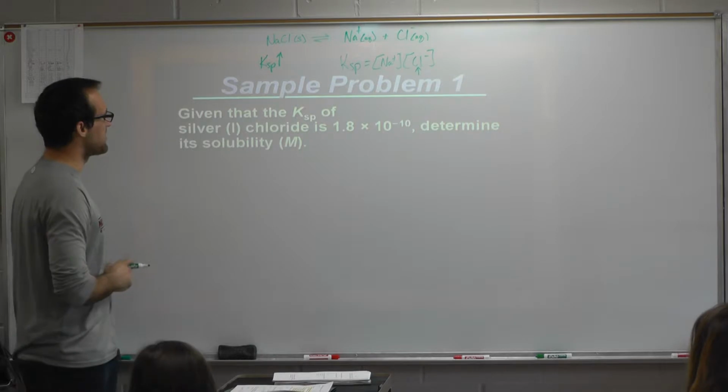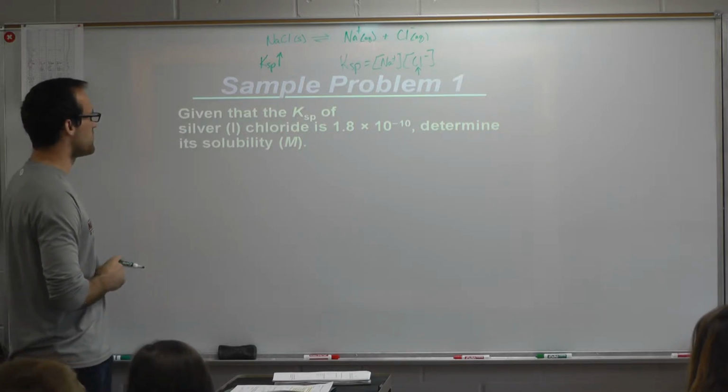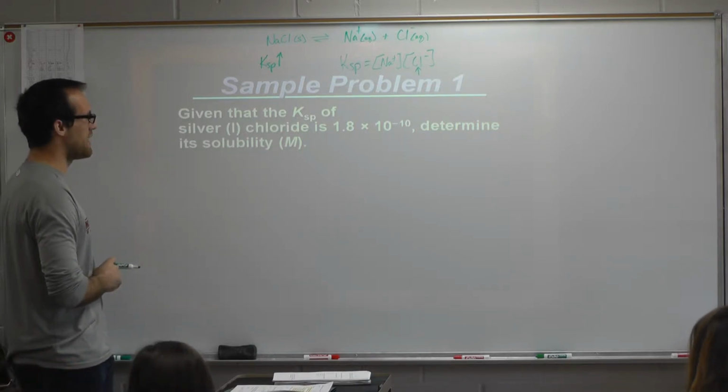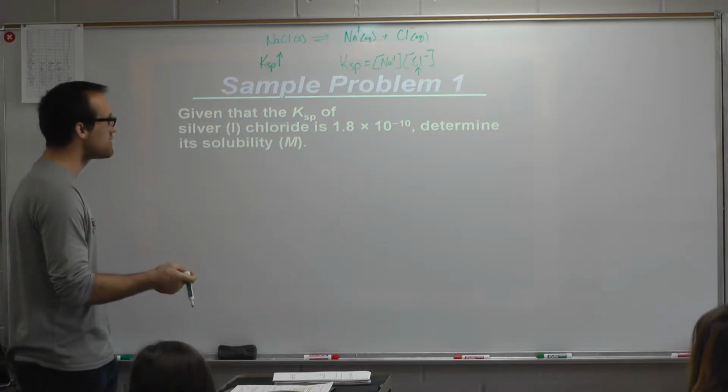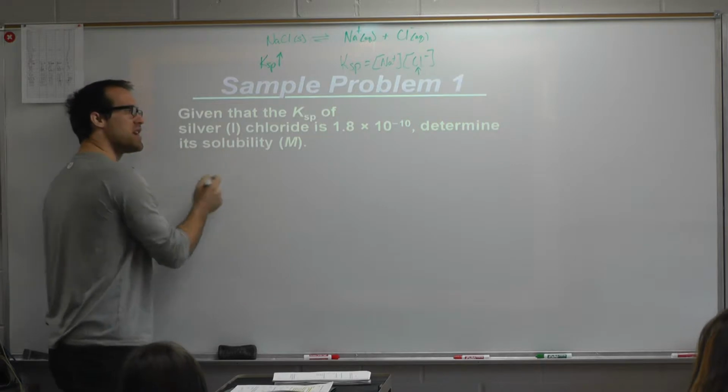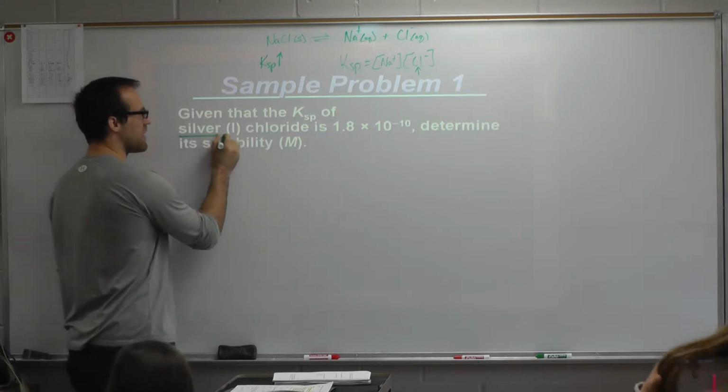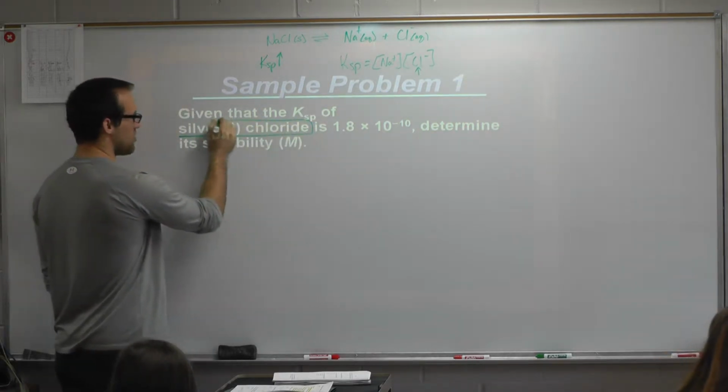It says, given that the Ksp value of silver chloride is 1.8 times 10 to the negative 10, find solubility, or solve for S. So, first thing I should probably do is write the equation for that dissolving.